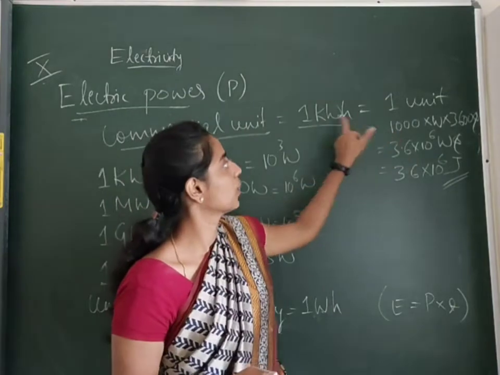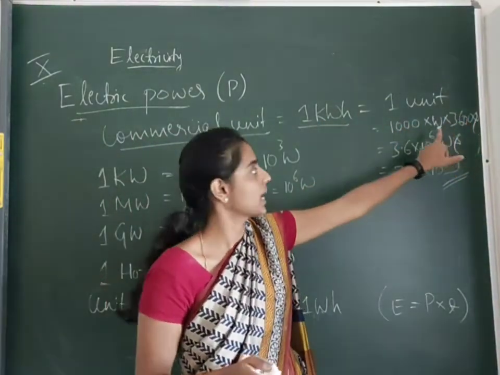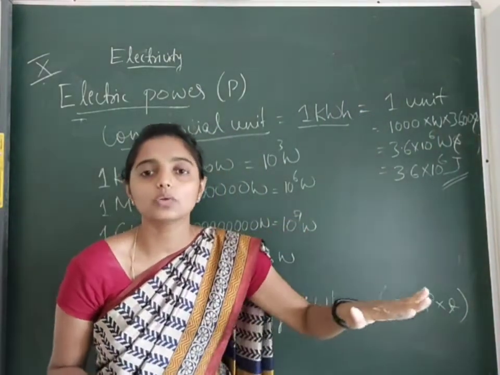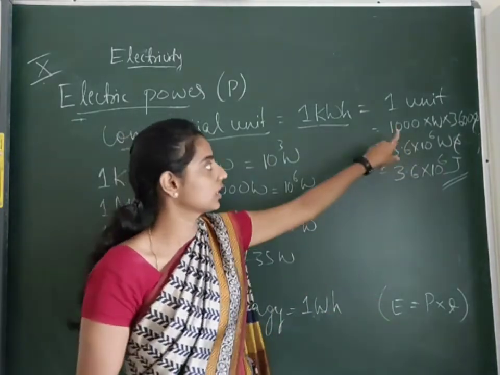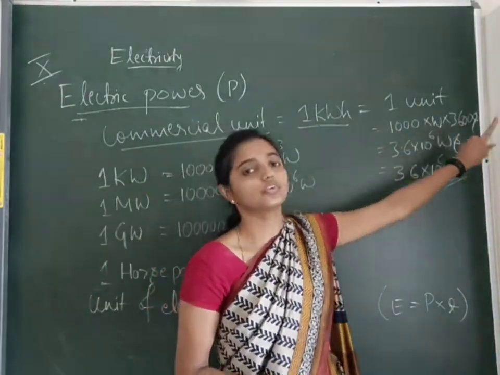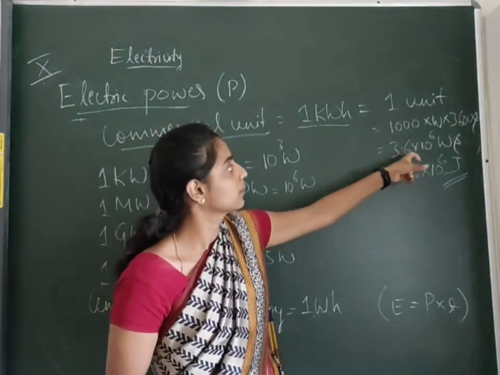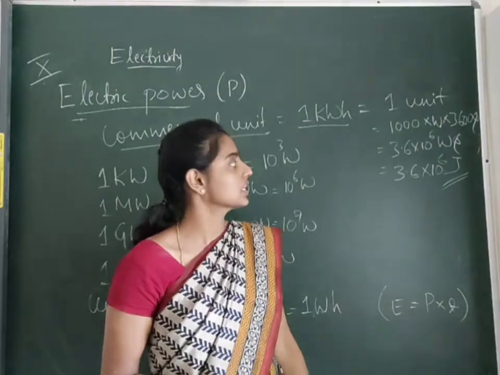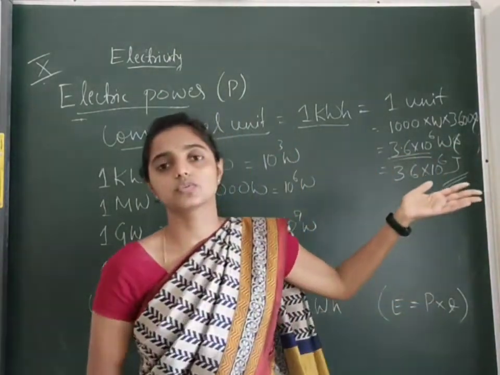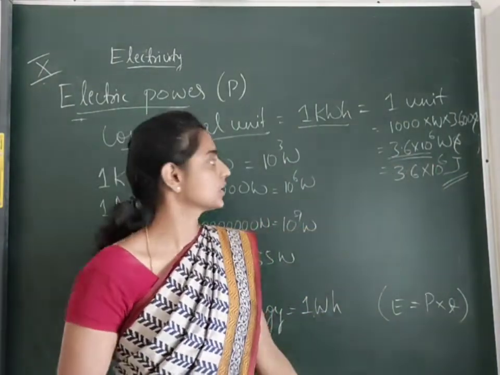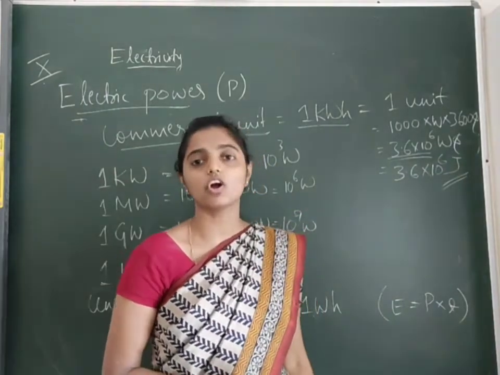So let us substitute: 1 kilo is 1000, watt as it is, and hour. If we convert 1 hour in terms of seconds, how much do we get? 3600 seconds, right? So here I wrote 1000 into W into 3600 seconds, and after multiplication I got 3.6 into 10 to the power 6 watt second. Using scientific notation, we write the smaller number, that is 3.6 into 10 to the power 6 joule.